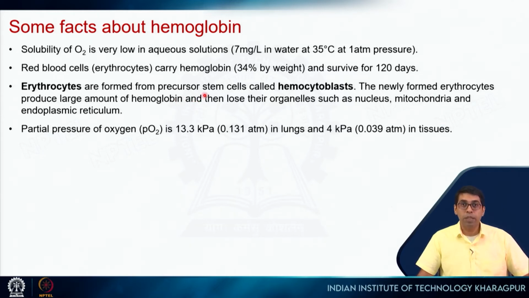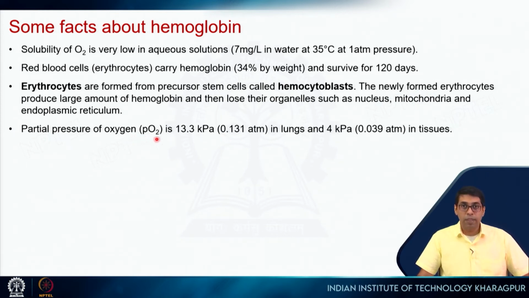They are formed from precursor stem cells called hemocytoblasts, and once formed, of course, they need all the cell organelles to produce hemoglobin. So, they produce a large amount of hemoglobin, and once that is done, they do not need the DNA or all the other machinery needed for protein production. So all of these organelles, like nucleus, mitochondria, endoplasmic reticulum, are thrown out, and the cell is majorly packed with hemoglobin. This is something that will be important, and we will see this again and again in the next few slides.